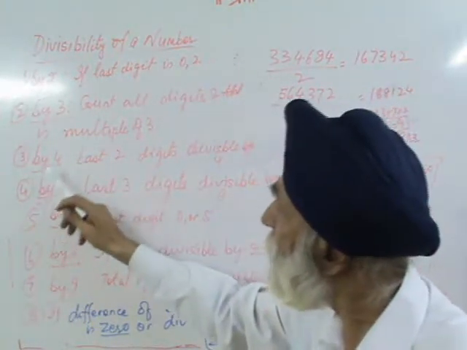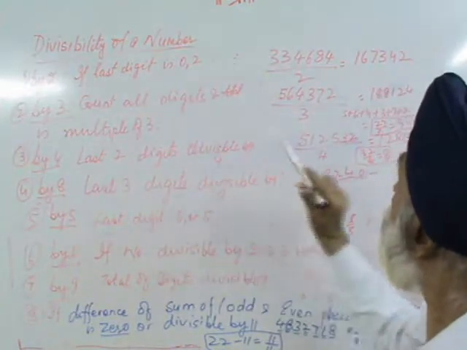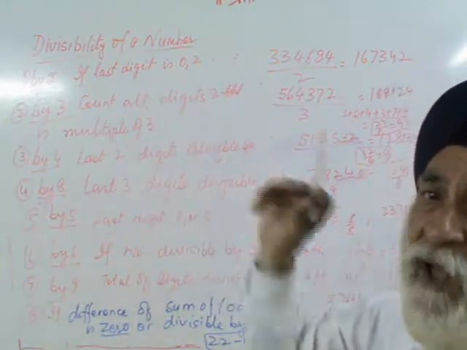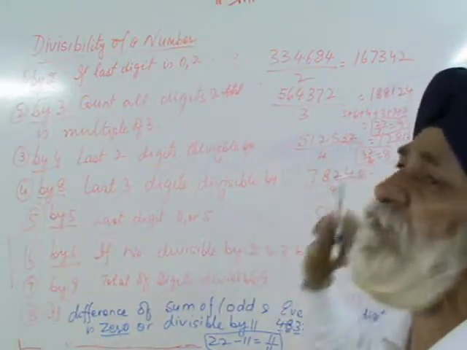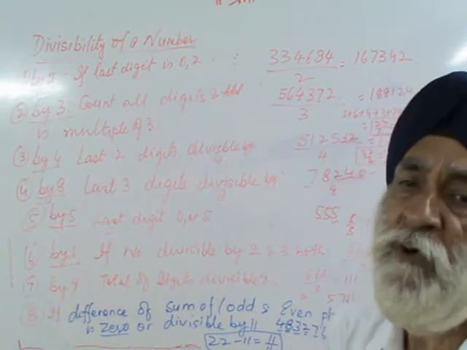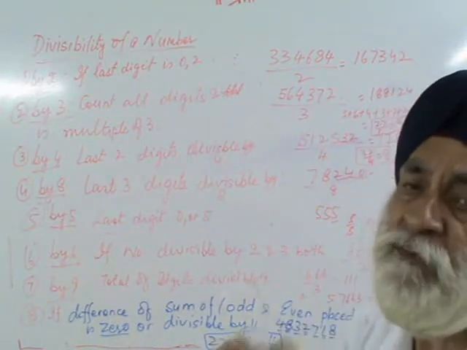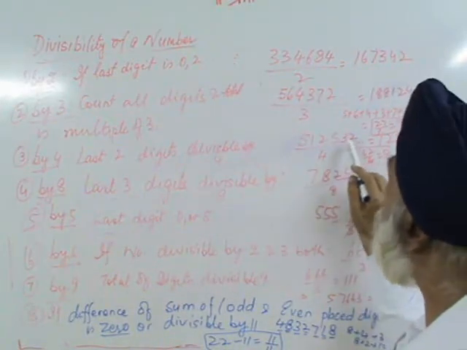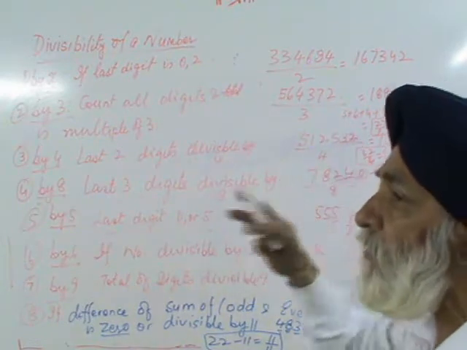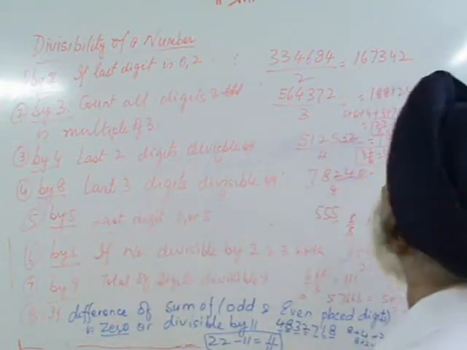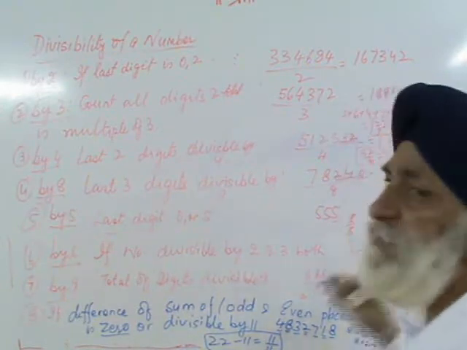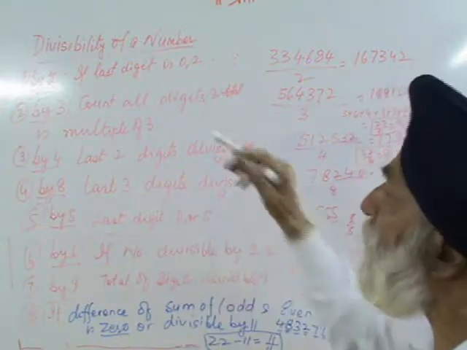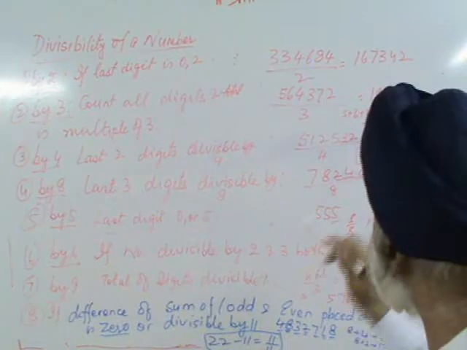Okay? Then by 4. Now in this number, it's an even number, but you have to see that the last 2 digits are divisible by 4, or in the table of 4, or a multiple. Like 512532, the 32 is the last 2 digits. You have to see those digits on the extreme right hand side of the number, which we call the unit and tens place. I'll explain later what the meaning of that is.